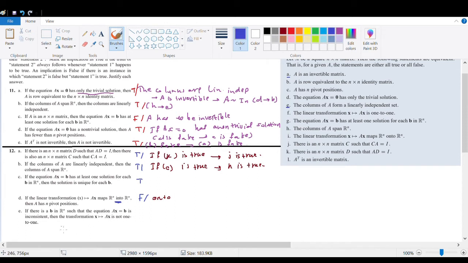Then part E, if there is a b in Rn such that the equation Ax equals b is inconsistent, meaning Ax equals b has no solution, then the transformation x to Ax is not 1 to 1. For the transformation to be 1 to 1, for each b there is at most one x. So either we have one x or there is no x. Now if the system is inconsistent, that does not mean the transformation is not 1 to 1. So this one is false. We can take off the word not, so it is 1 to 1.